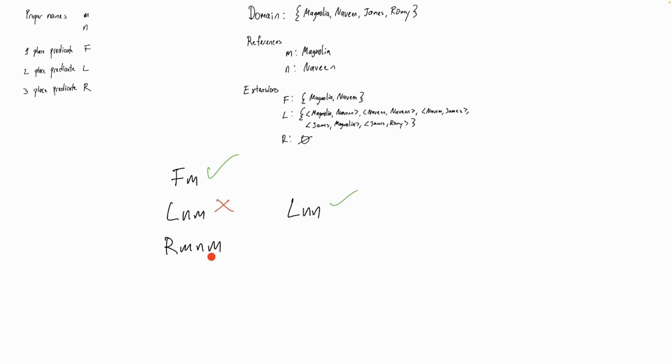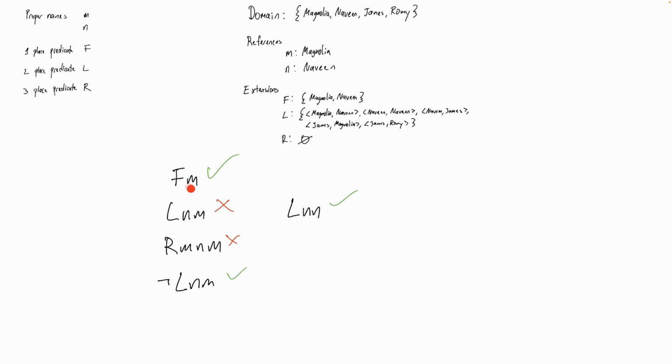RMNM is true if the ordered triple consisting of the referent of M followed by the referent of N followed by the referent of M is in the extension of R. Otherwise, RMNM is false. Now on this valuation, the extension of R is empty, so RMNM is false on this valuation. Next, we have negations, conjunctions, disjunctions, and conditionals, and their truth value is determined in exactly the same way as before. So, for example, since LNM is false on this valuation, not LNM is true.